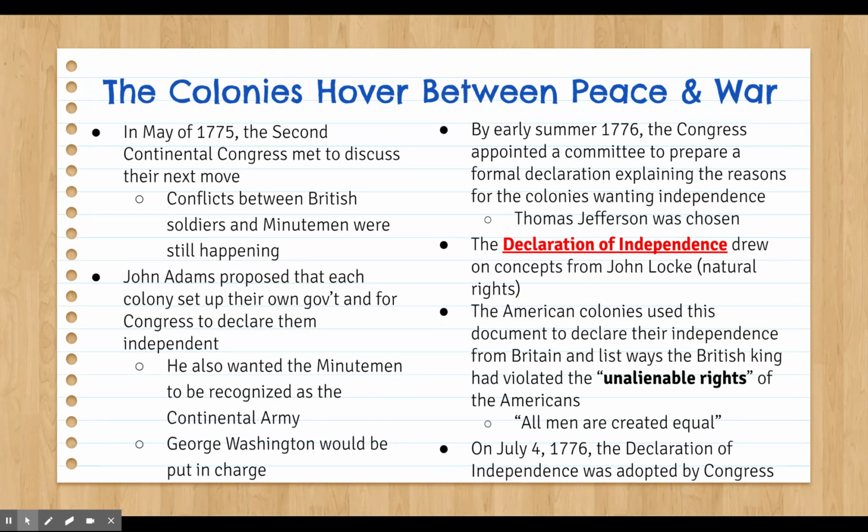On July 4th, 1776, the Declaration of Independence was adopted by Congress. So today, one of your assignments will be to read over the Declaration and take part in a discussion about it.